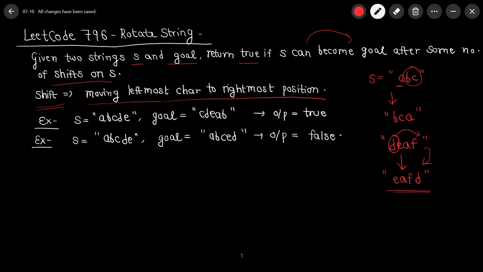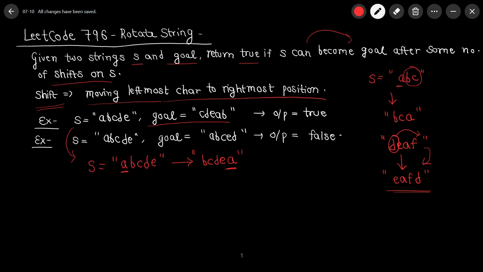We are also given two examples. Let me first tell the first example. We have A, B, C, D, E, and we need to check whether we can reach the goal by performing shifts. So let's perform one shift. B, C, D, E remains as it is, and since A is the leftmost, it goes to the rightmost position. So we get this.